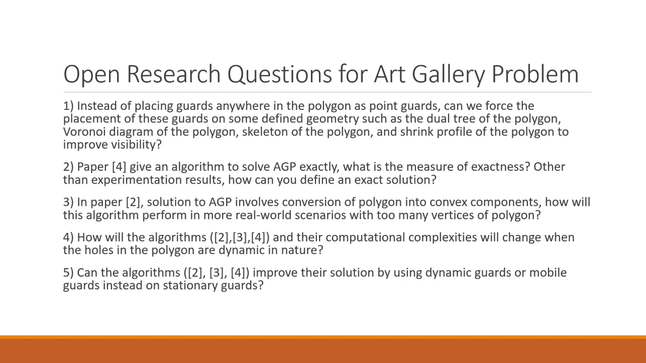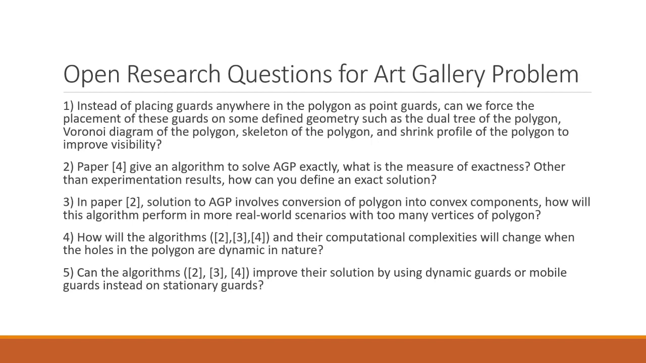Now, instead of placing guards anywhere in the polygon as point guards, can we force the placement of these guards on some defined geometry such as the dual tree of the polygon, Voronoi diagram of the polygon, skeleton of the polygon, or shrink profile of the polygon to improve the visibility? We think the visibility of the guards can be increased if we place them on such defined geometry.